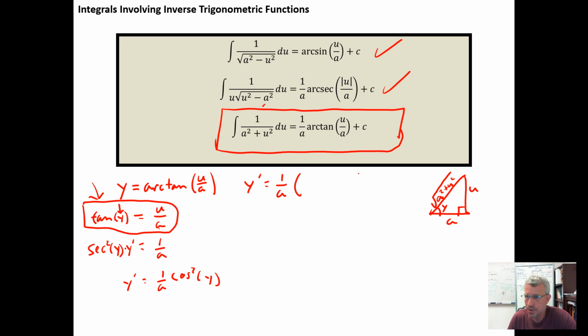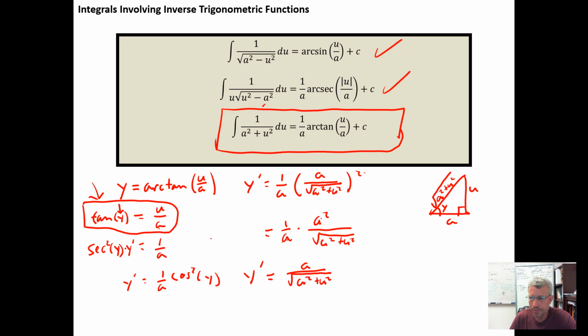And then we would need to square the cosine, but the cosine is going to be adjacent over hypotenuse. And so we get the square root of a squared plus u squared. And the squaring is going to give us an a squared in the numerator over an a squared plus u squared down here. And then you're going to wind up with y prime equals, that a is going to go into the a squared. We're going to be left with an a over the square root of a squared plus u squared.